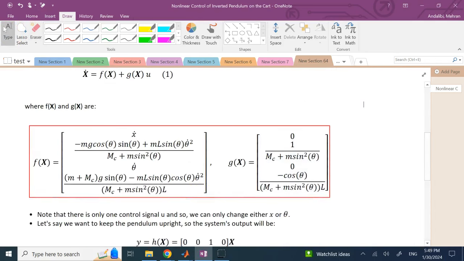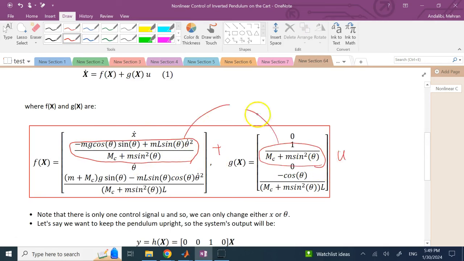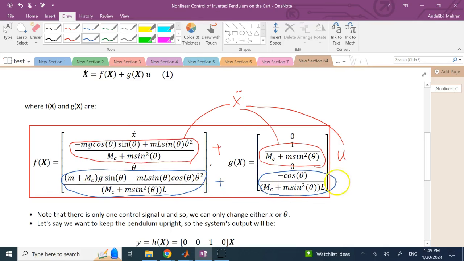So the solution for x double dot is basically this whole term here plus this term times u. That is your x double dot. And similarly, this term here plus that term times u again is what is basically theta double dot. Okay, so these are the solutions for x double dot and theta double dot. If you want, you can replace the notes in my previous video that I said they changed. They're going to be these guys.